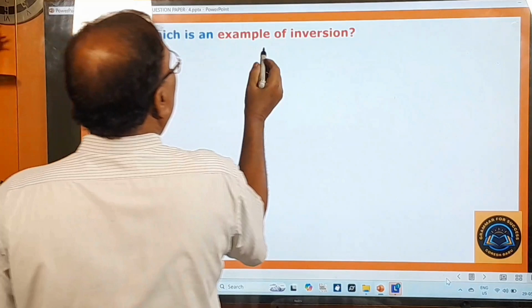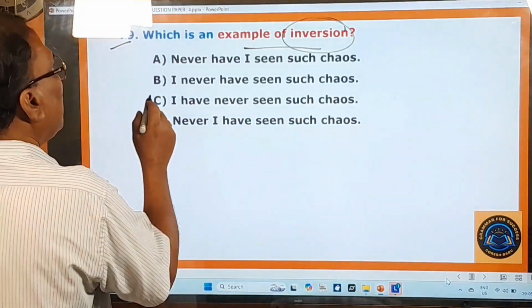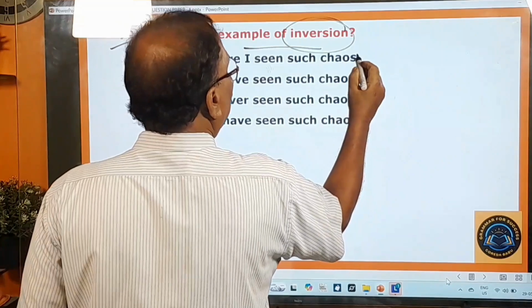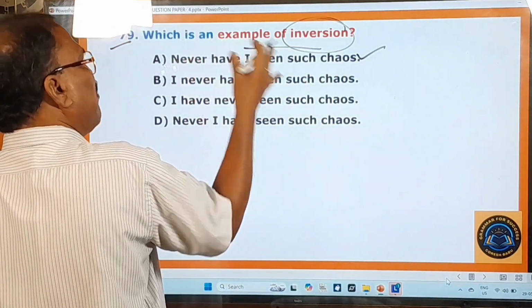79th question. Which is an example of inversion? Inversion is there. What is that? Never have I seen such chaos. The very first one is the correct example of inversion.